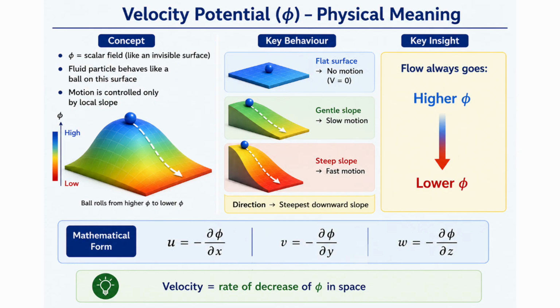Mathematically, velocity components are given by u equals minus d phi by dx, v equals minus d phi by dy, w equals minus d phi by dz. Thus, velocity is the rate of decrease of phi in space.